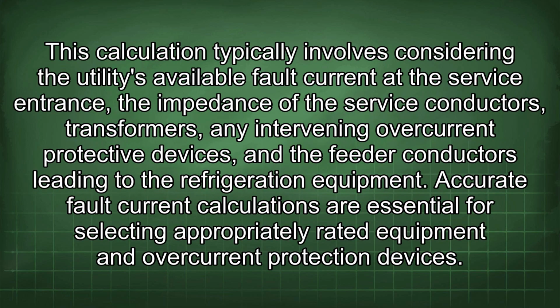This calculation typically involves considering the utility's available fault current at the service entrance, the impedance of the service conductors, transformers, any intervening overcurrent protective devices, and the feeder conductors leading to the refrigeration equipment. Accurate fault current calculations are essential for selecting appropriately rated equipment and overcurrent protection devices.